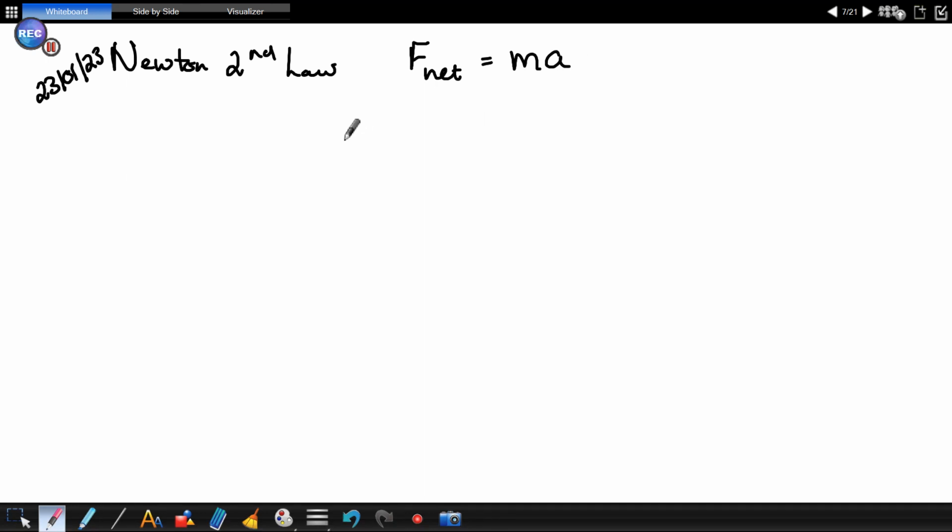Now, acceleration. What is acceleration? The rate of change in velocity. So it's Vf minus Vi over delta t. Got it?